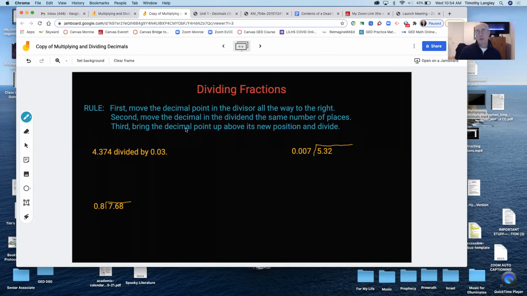First, move the decimal point in the divisor all the way to the right. So all the way to the right here. I'm going to change color. You want to be sure and do that. And then the second, so we've got 3 steps to it. First, second, and third. Then move the decimal in the dividend that same number of places. And then bring the decimal point up above its new position and divide. Those are the 3 steps. That's kind of a mouthful.